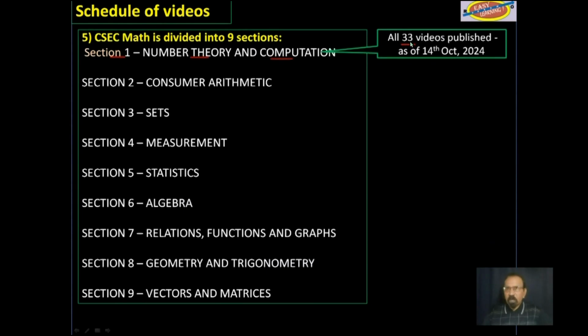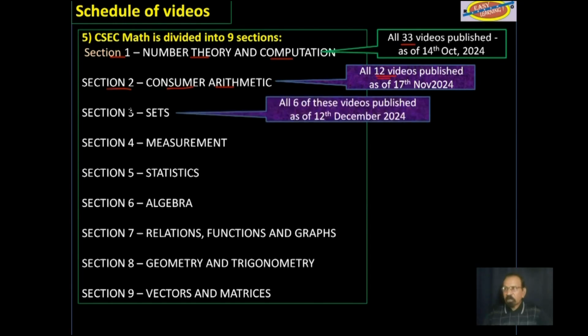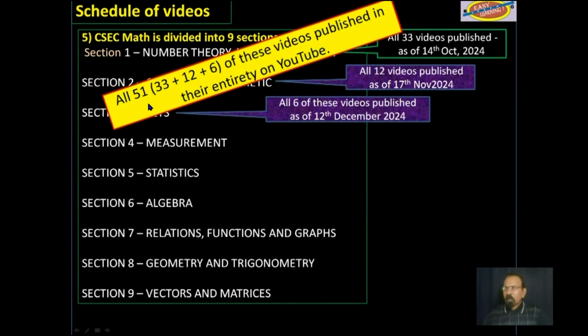All 33 of those videos have been published on YouTube in their entirety. Section 2, Consumer Arithmetic. All 12 of those videos have been published on YouTube in their entirety. Section 3, Sets. All 6 of these videos have been published on YouTube in their entirety. So all 51 of those videos have been published in their entirety on YouTube. Please make good use of them.